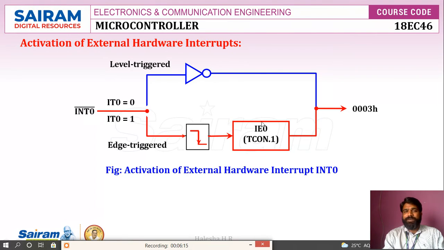So that is what I said: level triggered interrupts are not latched, but edge triggered interrupts are latched. So for the level triggered interrupt, we should manually remove the low level signal before the execution of the RETI instruction. But here it is saved in the IE register. It is equal to 1. It indicates an interrupt has occurred and it is servicing the interrupt. And it becomes 0 automatically when RETI, the last instruction of the ISR, is executed.